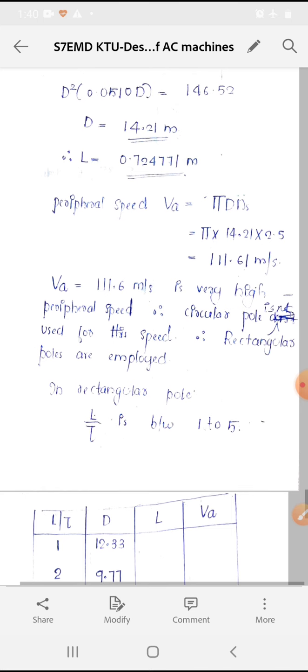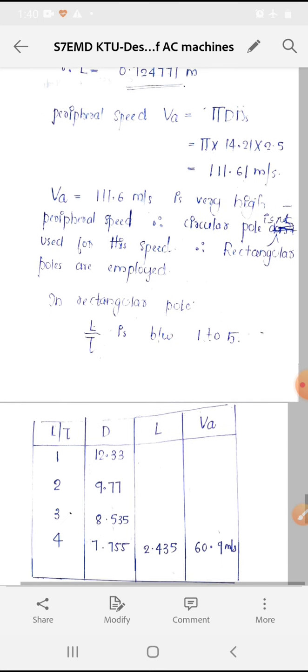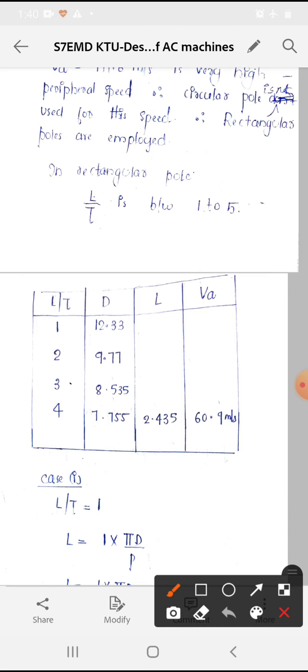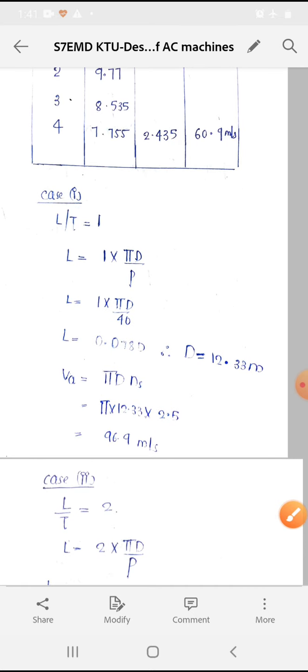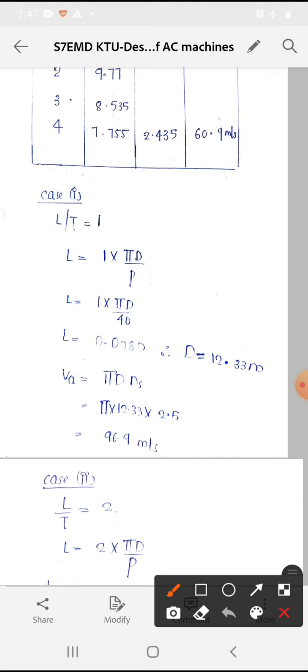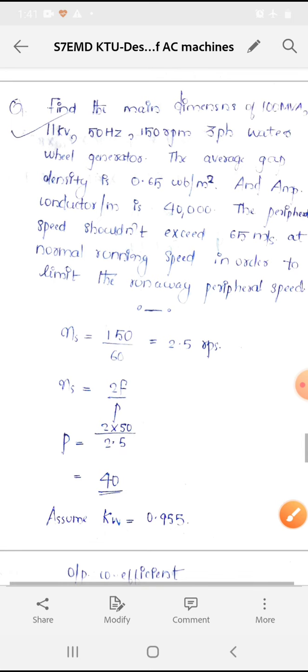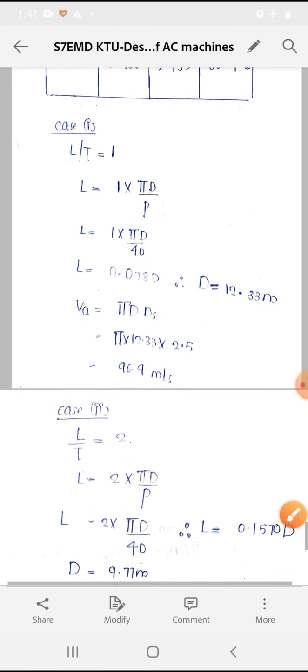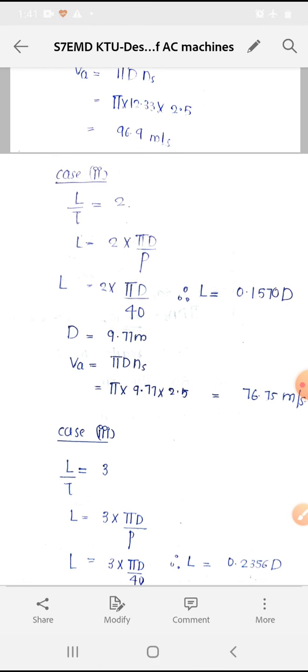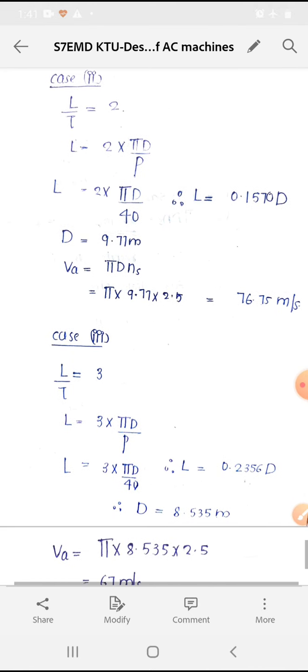In a rectangular pole the range of L by tau is from 1 to 5, so we need to check the whole range. First I have taken L by tau equal to 1, so we got the values of D and L. For checking, we substitute the value of D in the equation of peripheral speed. We got peripheral speed as 96.9, which is above the limit. In the question it is only 65 meter per second. Next L by tau is 2, then we got D and L, and substituting the value of D we got peripheral speed as 76.75, which is also above the limit given in the question.